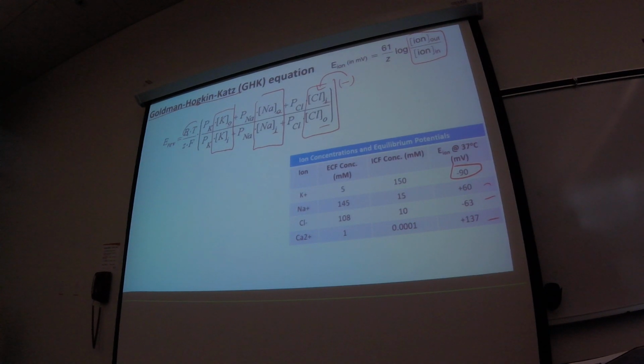Now, these random factors are where we get our 61. If you have to know what that is, T is temperature, R is the ideal gas law constant, and F is Faraday's constant. You don't need to know that. Just need to know those constants, and one of them belongs to temperature. And then Z is our charge.